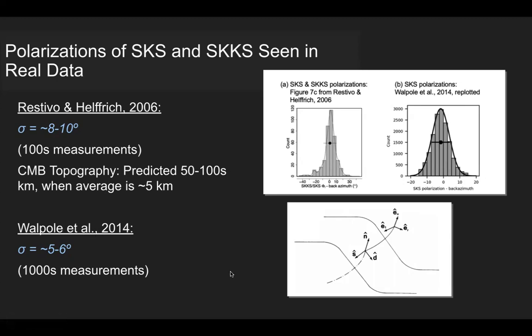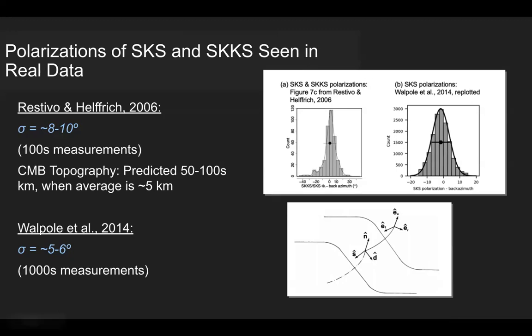So one thing is that Stephen Helfrich tried to explain these polarization anomalies. One approach was looking at CMB topography, the core mantle boundary. If you have topographic variation, that can cause polarization anomalies as well. They predicted that hundreds of kilometers of topographic variation were required to explain this, and they admit in their paper that it's probably not realistic.